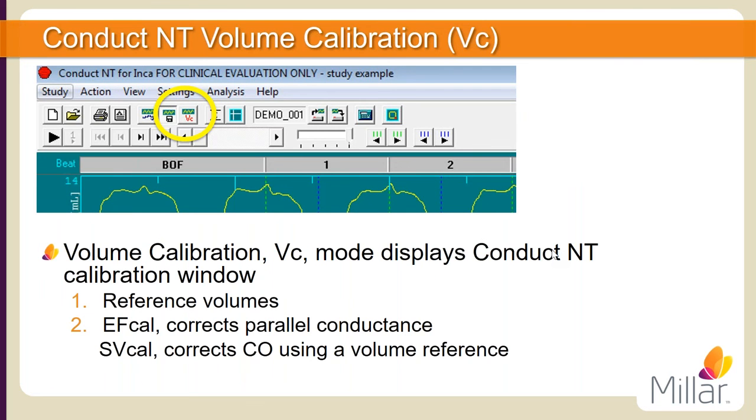Volume calibration in Conductant T is performed in the VC volume calibration window located in the top toolbar. The VC volume calibration mode enables the user to analyze and apply reference volumes, EF-Cal and SV-Cal calibrations.